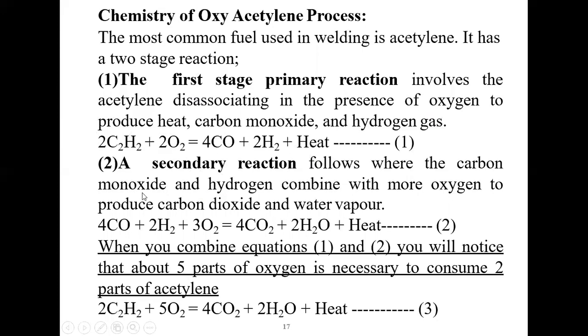And in the second stage reaction we can see the four amounts of carbon monoxide will react with the two amounts of hydrogen and three amounts of oxygen, and it will generate four amounts of carbon dioxide gas, two amounts of water vapor, and heat. If we combine these two equations, we get one final equation: two amounts of acetylene will react with five amounts of oxygen, and it will generate four amounts of carbon dioxide gas, two amounts of water vapor, and heat.